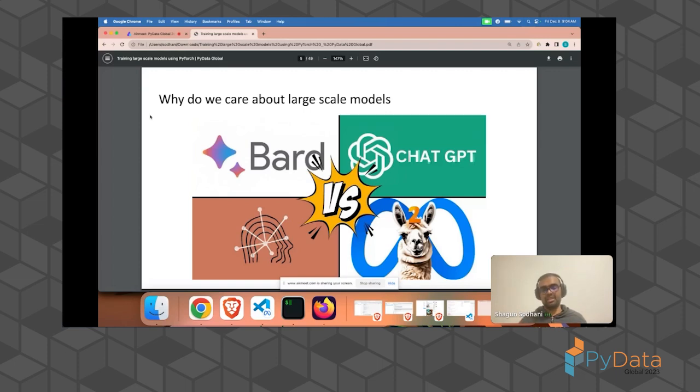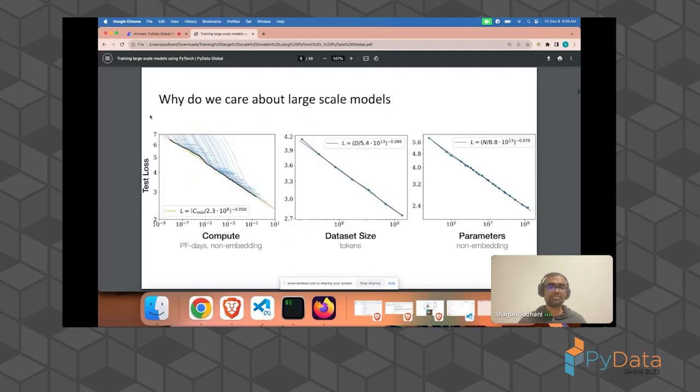Given that these models are becoming so useful and so powerful, it's probably useful to think about what it takes to train these kinds of large-scale models.